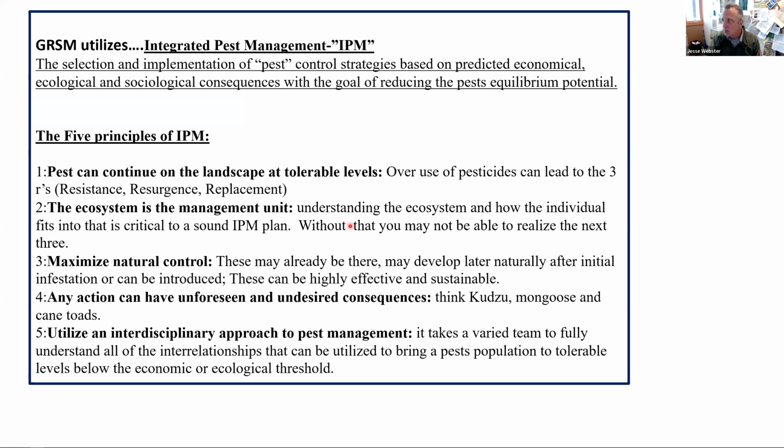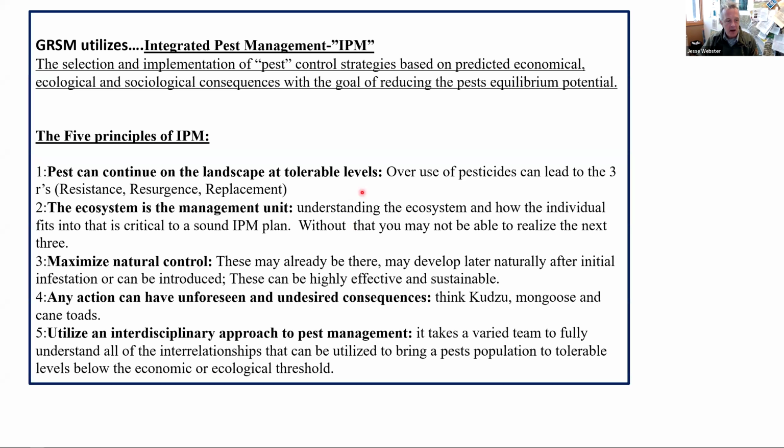The 5 principles to really take home and think about: you're never going to eradicate. We don't assume that we're going to eradicate all Adelgid, right? Overuse of pesticides can lead to some issues as well. We're all familiar with that from some of Rachel Carson's work. So we want to put that into our toolbox. The ecosystem is the management unit. We're thinking about the life cycles, and about predators that we might be able to utilize, a natural predator-prey balance, maximizing natural controls.